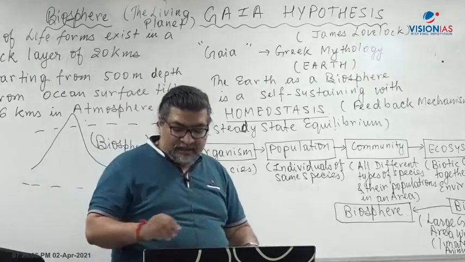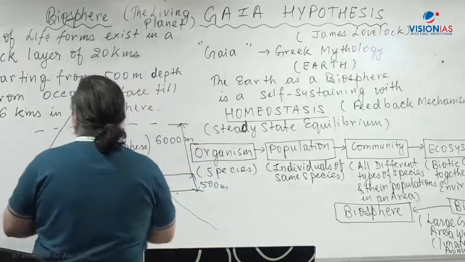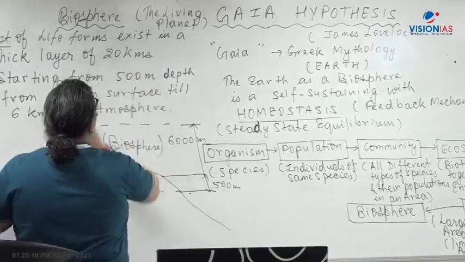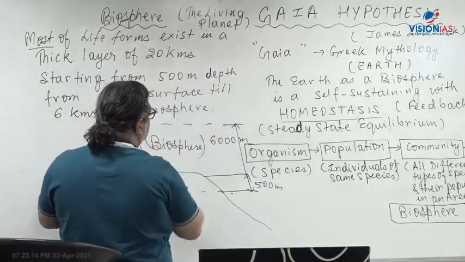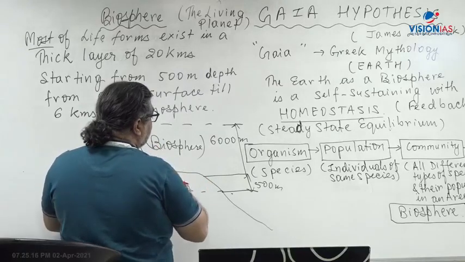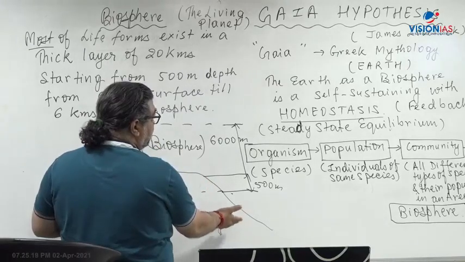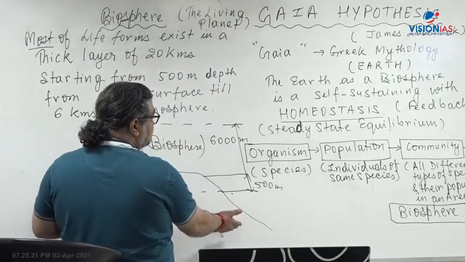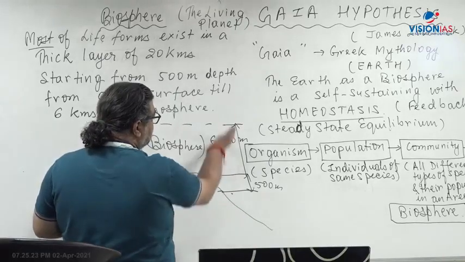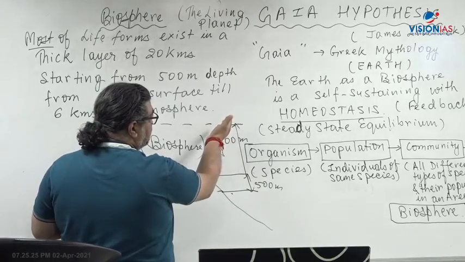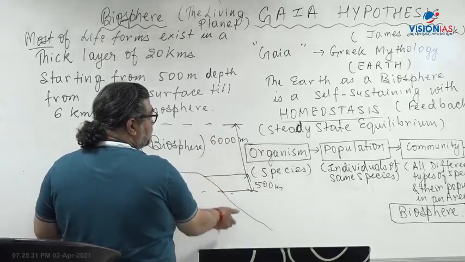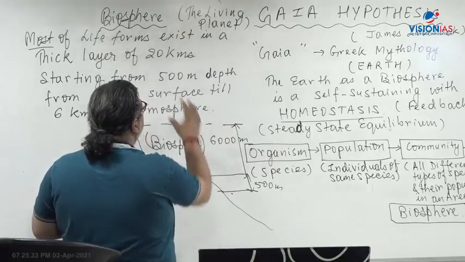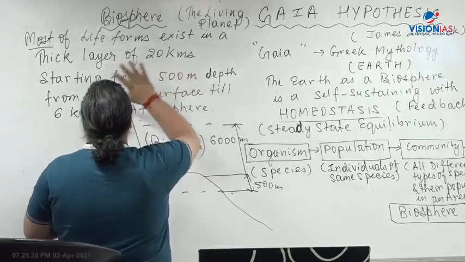See, if you are getting confused by this word, if you have confusion with respect to 20 kilometers, better understand it like this: from the deeper part of the ocean, let's say 8,000 meters deep, to 8,000 meters above the mean sea level. So around 16 kilometers, around that range, you'll come across. That is the kind of thickness of the entire part.